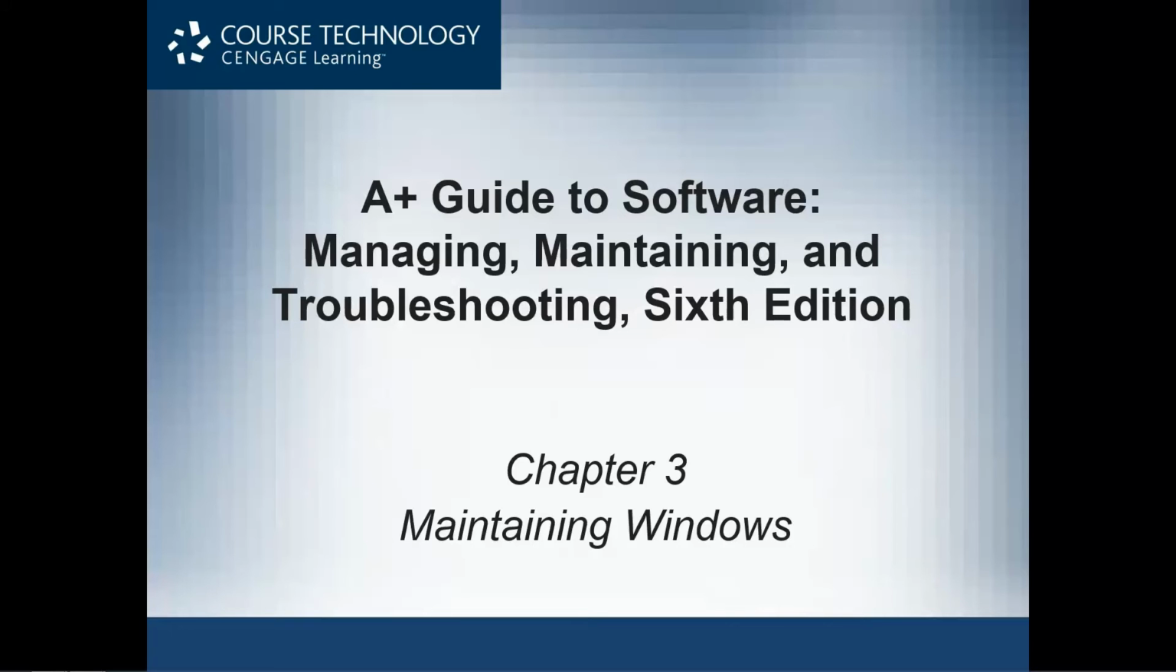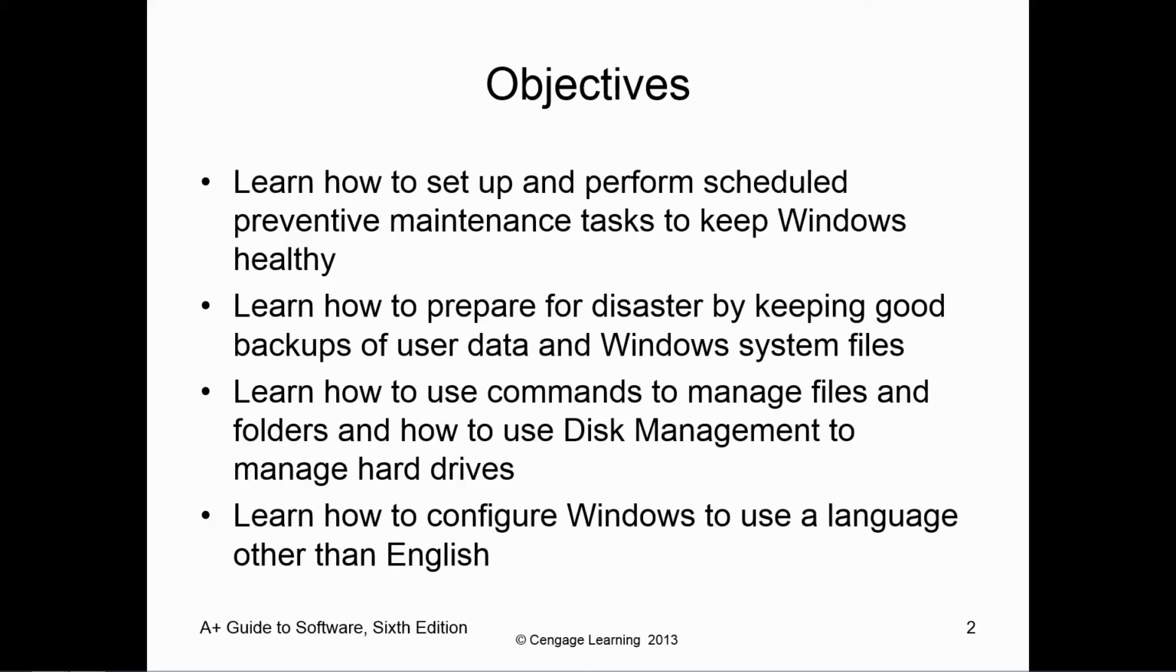Chapter 3, Maintaining Windows. The primary objective of this chapter is how to work with preventive maintenance, schedule tasks, things that will keep the PC running healthy. We're going to talk about disaster recovery, backups, user data, as well as Windows system files. We're going to learn about some of the commands to manage files and folders and how to use disk management to work on the hard drive. We're also going to learn about language settings.